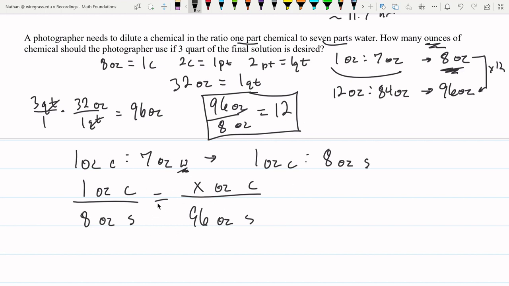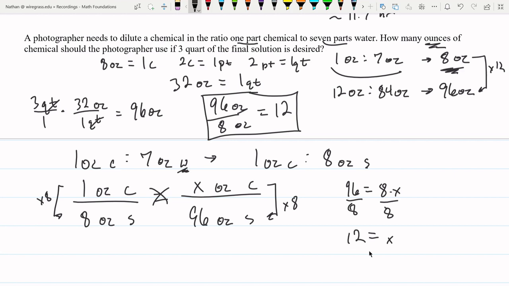Well, we can cross multiply and divide if you want. You can also see that 1 times 8 gives us this. So what times 8 gives you 96? Of course, cross multiplying and dividing will find that. So it's going to give us 1 times 96 is 96. 8 times x, divide by 8. And I get x equals 12. So x is ounces chemical. In other words, we have 12 ounces of chemical that is required for this situation.